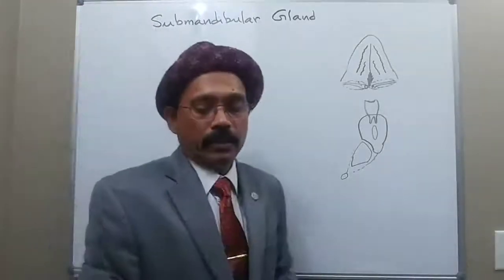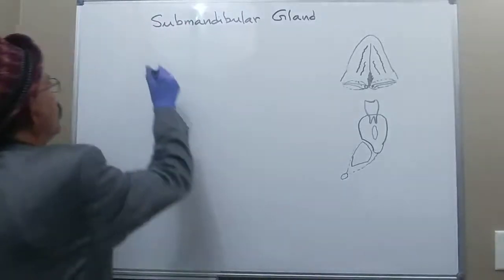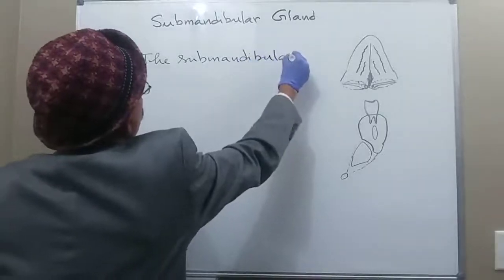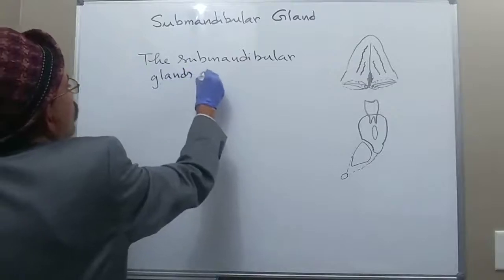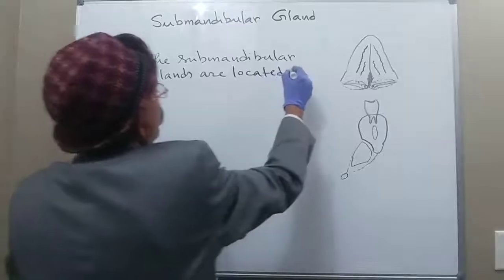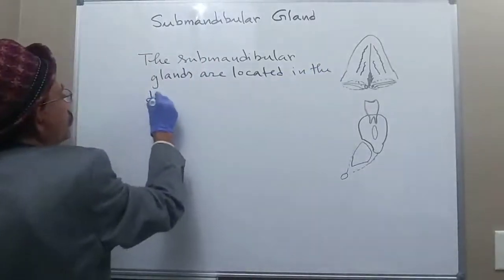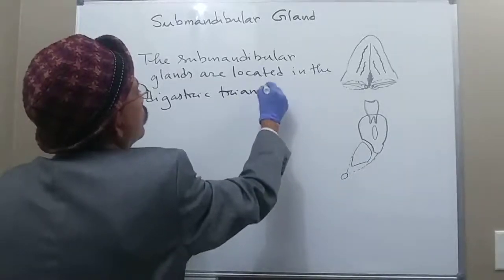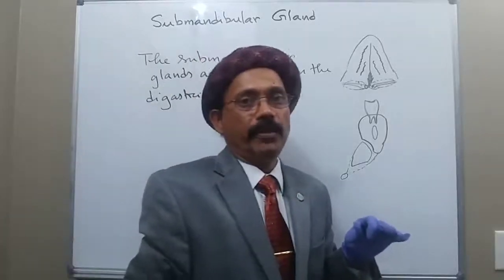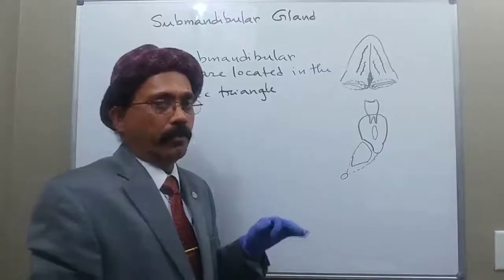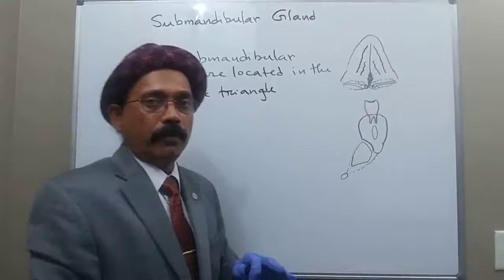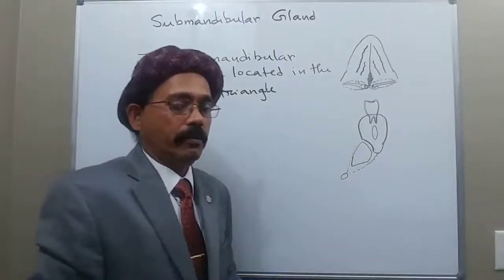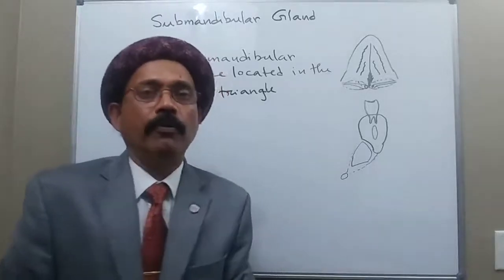The submandibular glands are located mostly in the digestive triangle. Only the deep part of the submandibular gland is located in the floor of the mouth. So the gland has a superficial part and a deep part. The superficial part is mostly in the digestive triangle. The deep part of the submandibular gland is in the floor of the mouth.